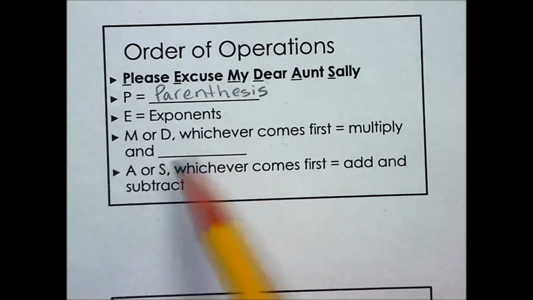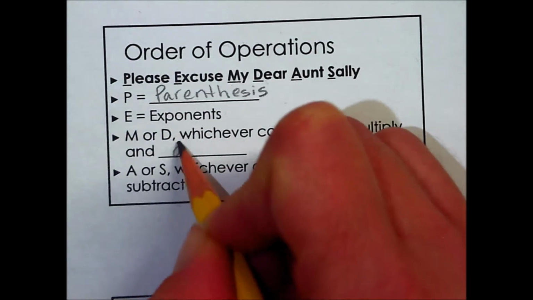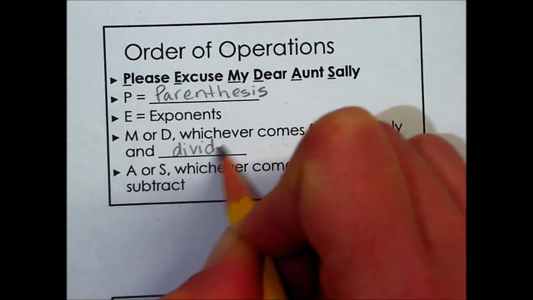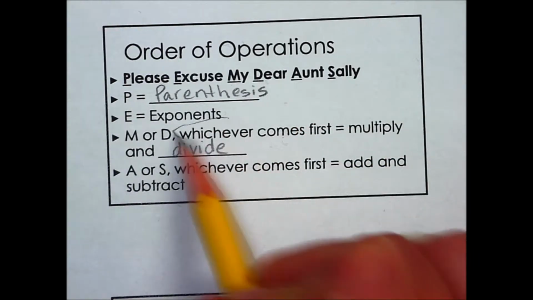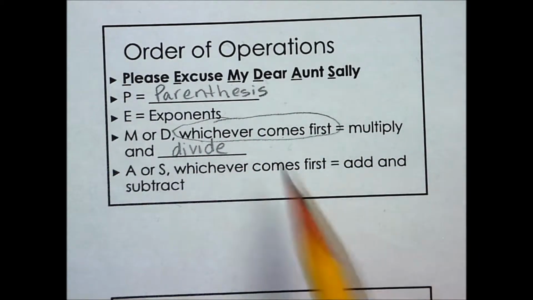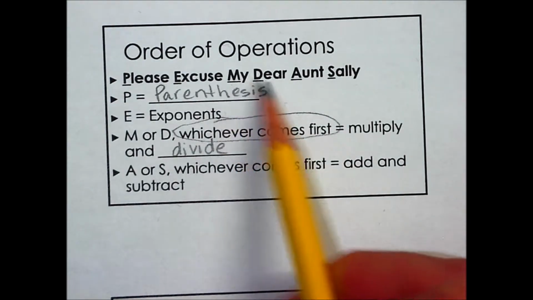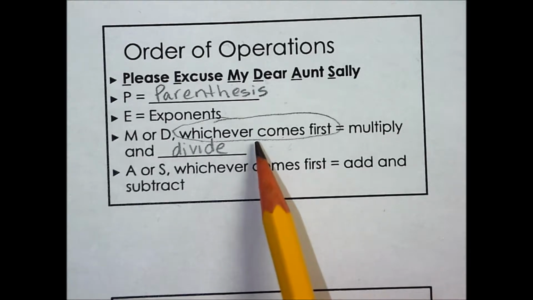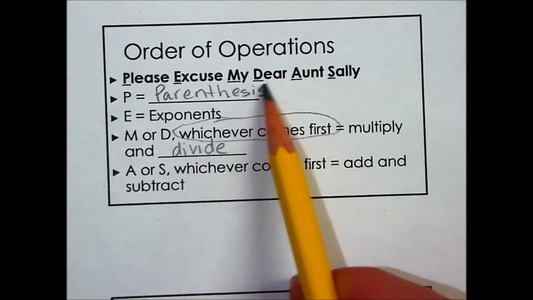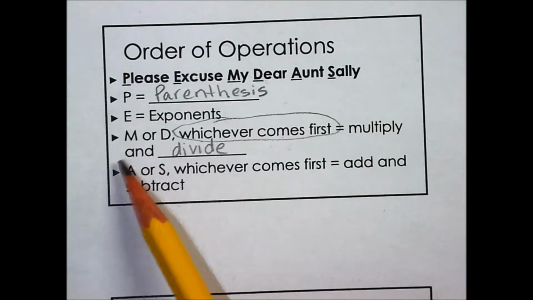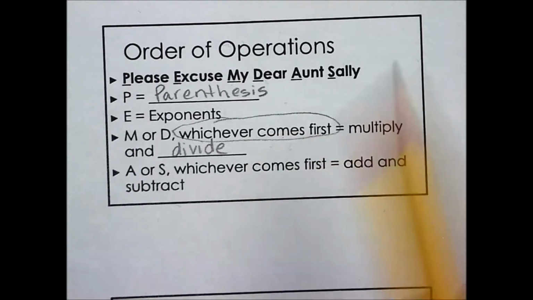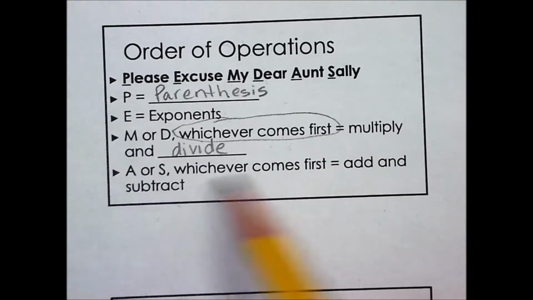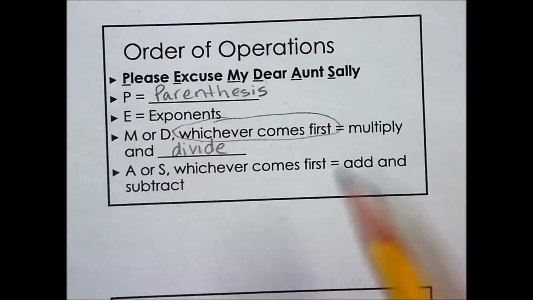M and D will be multiply and divide, and it's whichever comes first. So just because the "my" comes before "dear" in our phrase doesn't mean that we'll do that first in our actual operation. Either one, whichever comes first as we read it from left to right, we'll do first. And then the A and S, whichever comes first, is add and subtract.